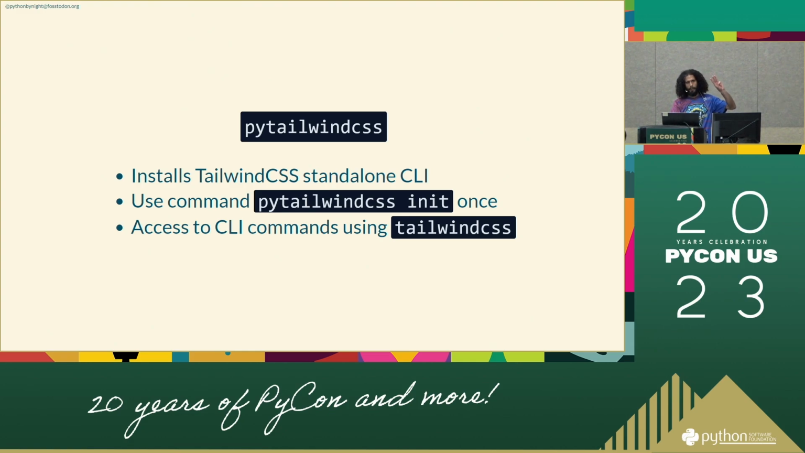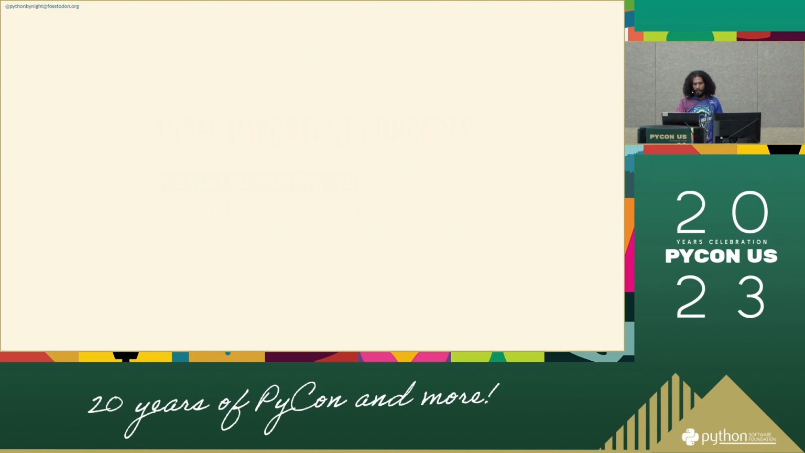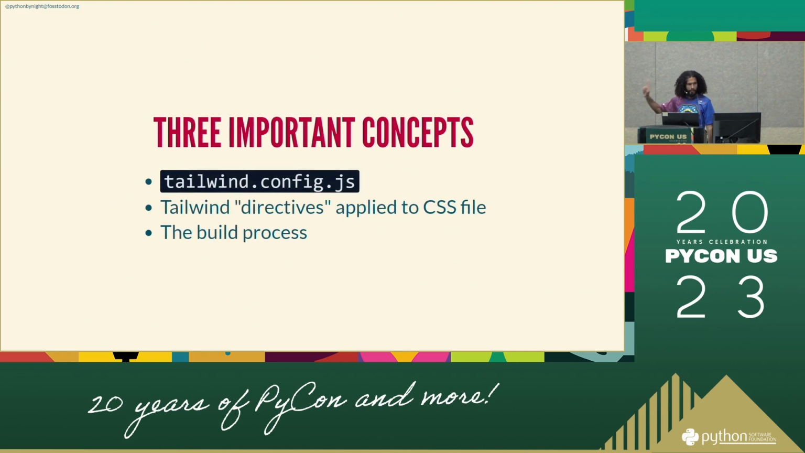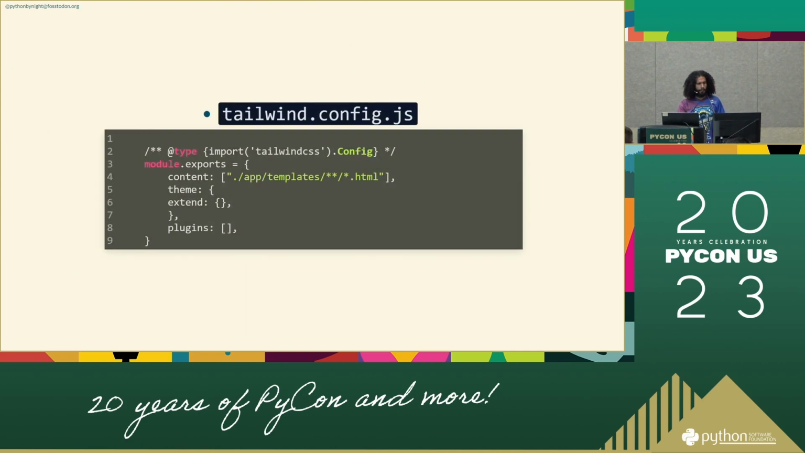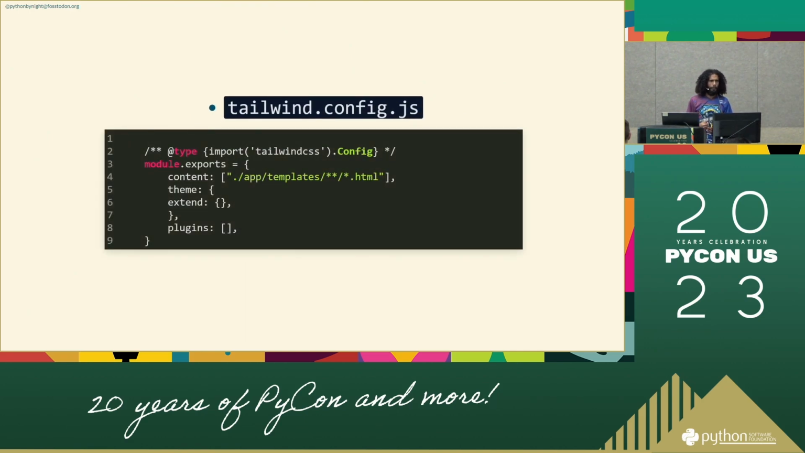Now, there's 3 important concepts with Tailwind CSS that I want to talk about. Those are the 3 here. So the tailwind.config.js file, the directives, I'll talk about that in a second, and the build process. Those are, I think, the most important pieces. The first one, the tailwind.config.js file, that's what happens when you run that command. It creates this file in your project root. You might see it there in the music binder application.